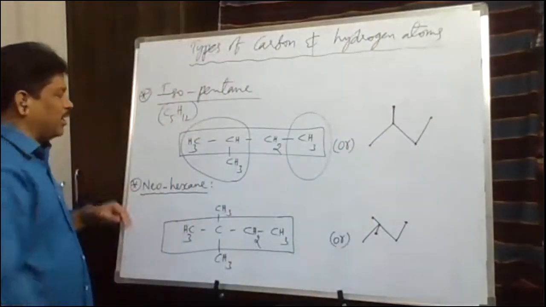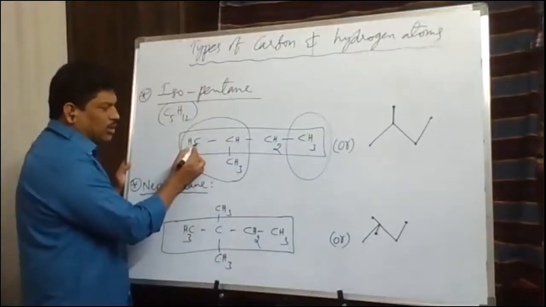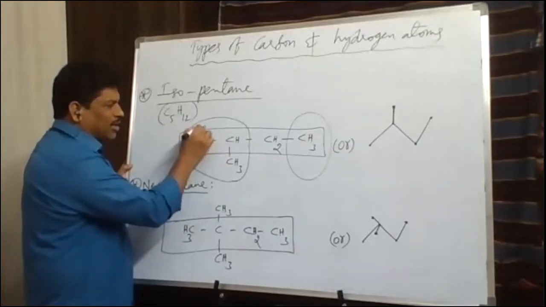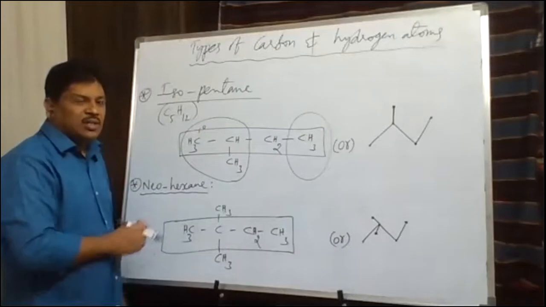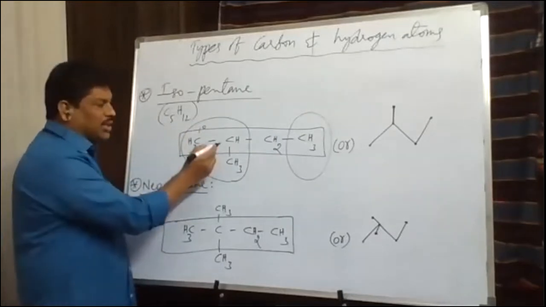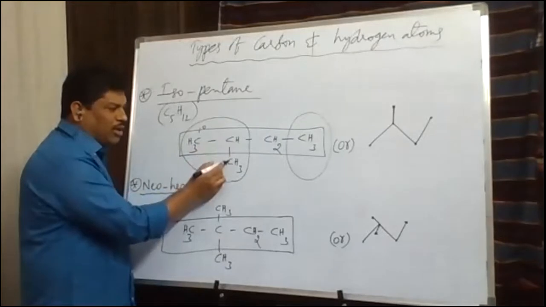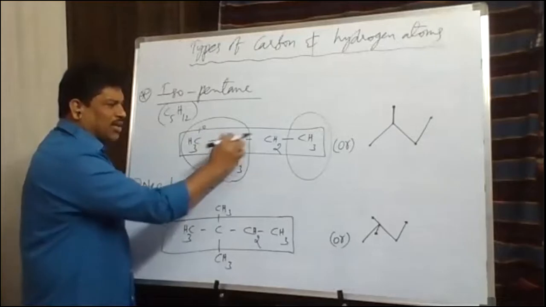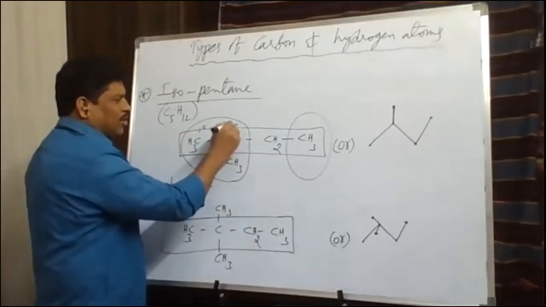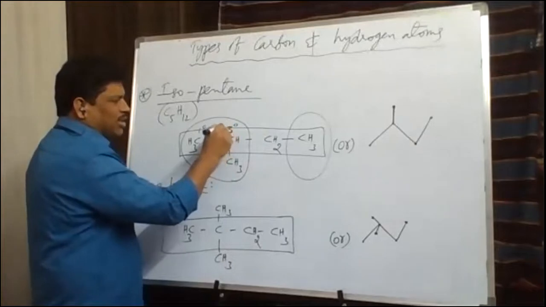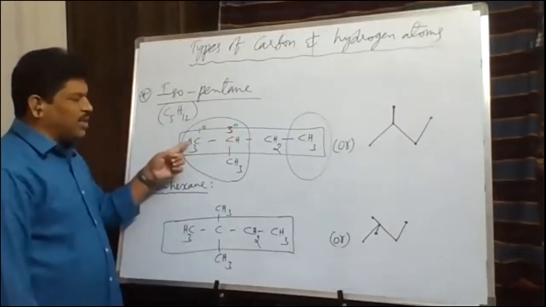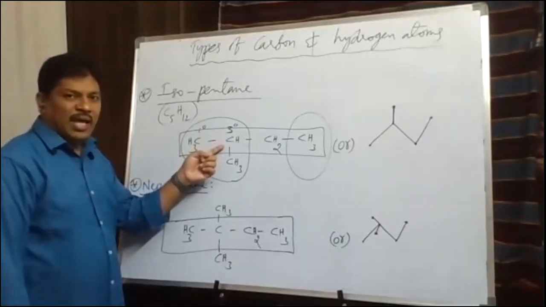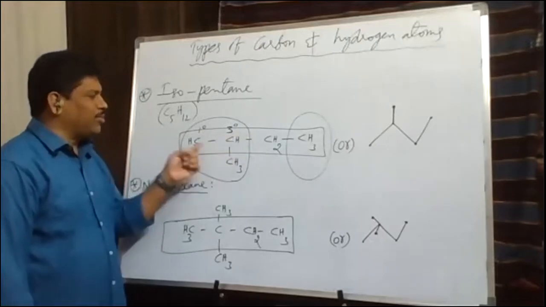It is isopentane. In this case, this carbon, if you observe, is attached directly to how many other carbons? One. So it should be called 1 degree carbon. 1 degree carbon is nothing but primary carbon atom. And this carbon atom is directly attached to 1, 2, 3 carbons. As this carbon is attached directly to 3 other carbons, it is called 3 degree carbon, which is called tertiary carbon atom. It is a primary carbon atom which is attached to only one other carbon.